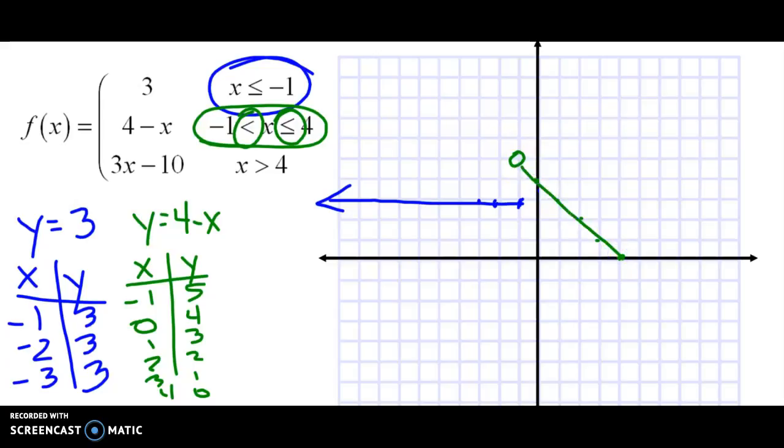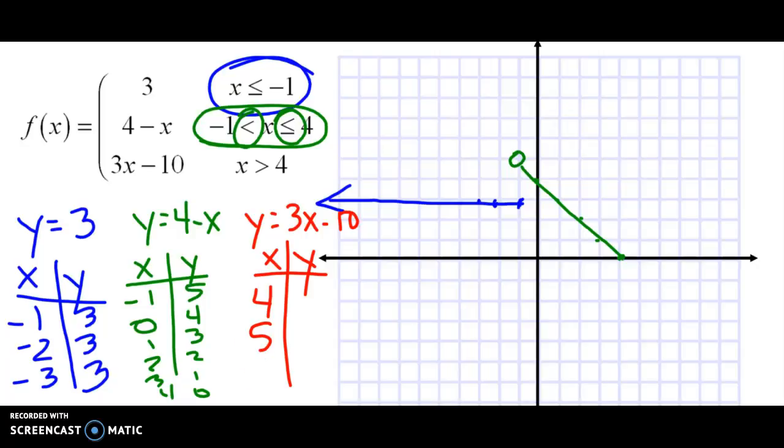All right, the last one you've got is going to be y equals 3x minus 10. And do x and y. And then let's go ahead and fill in our table, and it's going to be just greater than 4. So 4, 5, 6. Remember, it's going to be a circle there, though. All right, go ahead and fill in that.